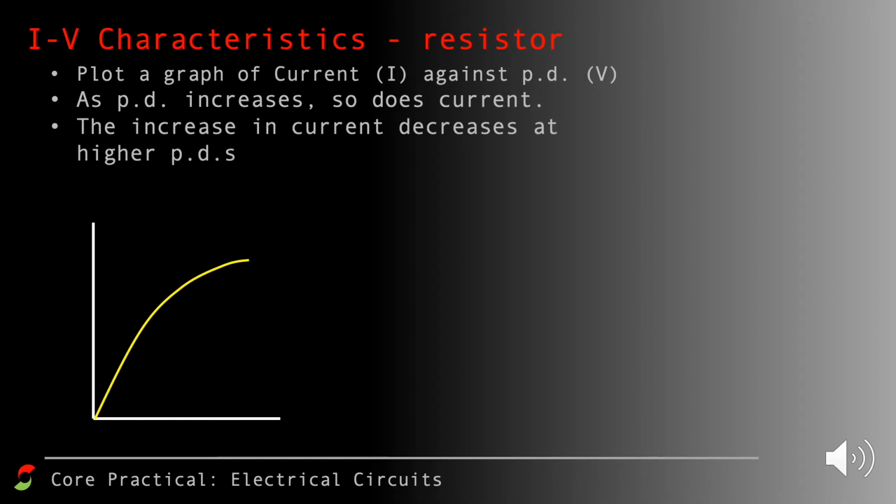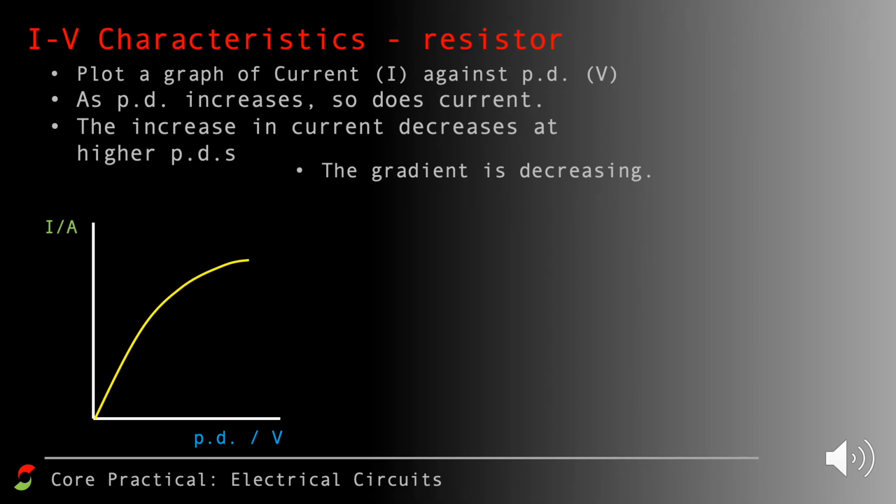However, we need to come up with a much more detailed description of it, and we can say something on the lines of, there's current and there's PD. As potential difference increases, current increases, but by smaller amounts. Or we could start off by saying that the increase in current decreases at higher PDs. So it's important to try and explain that the gradient is decreasing, and that's a way of doing it.